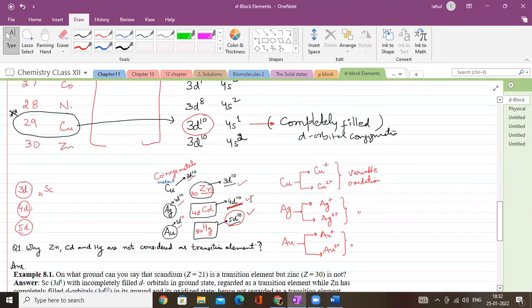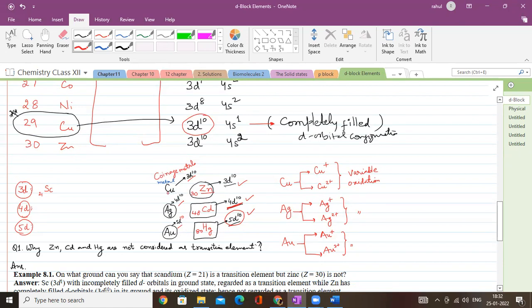There are three elements. Just before zinc we have copper, just before cadmium we have silver, and just before mercury we have gold. All three are collectively called coinage metals. I repeat, all three are collectively called coinage metals.